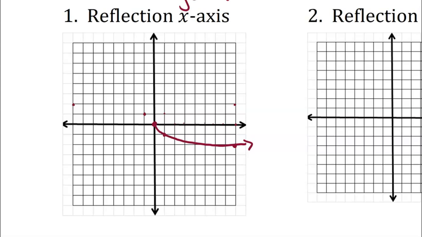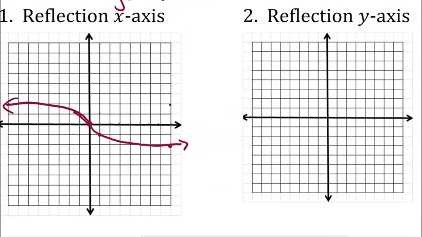So I can use symmetry, rotational symmetry around the origin to get the rest of it. So roughly something like that. Okay, and then for the y-axis, we are reflecting horizontally. So again, (0, 0) stays where it is. The point (1, 1) is now going to go to the point (-1, 1). The point (8, 2) will go to the point (-8, 2).